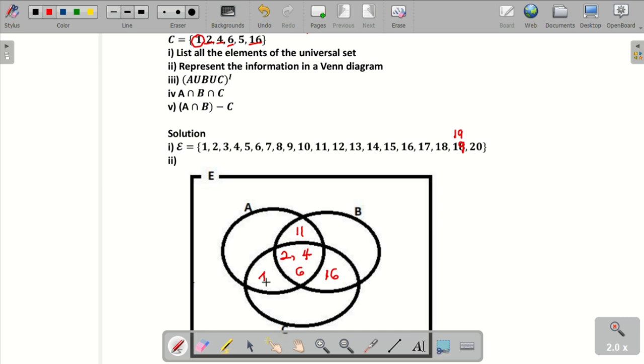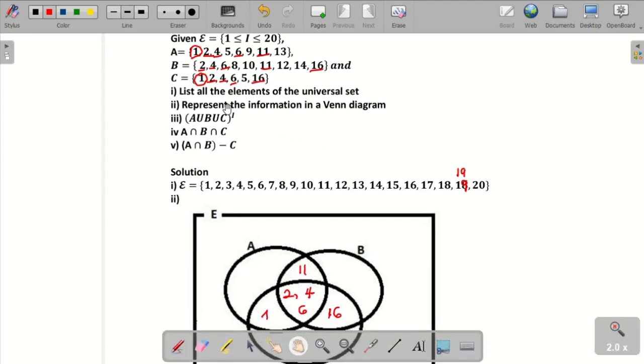Now let's go to A and see all those elements that remain, that we didn't touch. The elements not yet touched are 5, 9, and 13. So we come to this portion and put 5, 9, and 13.